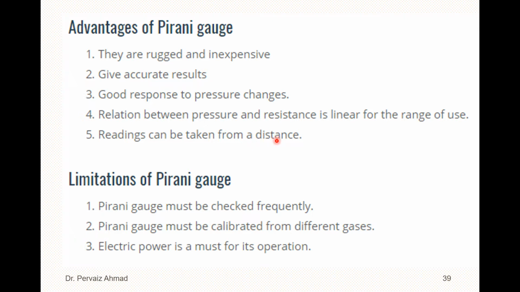But just like anything else, everything in this universe has its limitations. So we have limitations for the Pirani gauge too. First, it must be checked frequently. For better performance of anything you utilize, you should check it regularly, and you should also check the Pirani gauge frequently. A Pirani gauge must be calibrated for different gases, and electric power is a must for its operation.